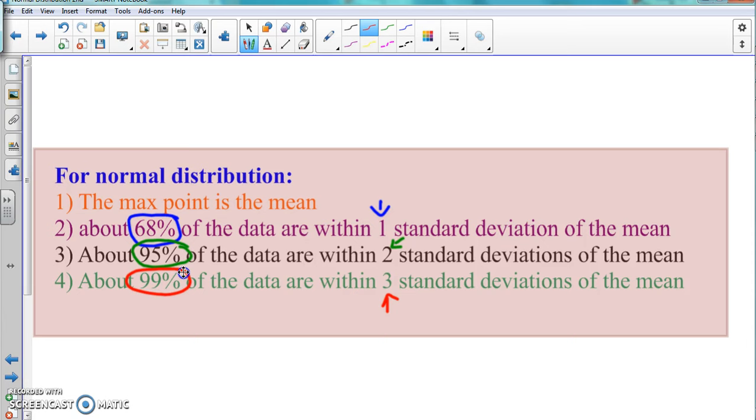So with this, whenever they say 1 standard deviation, you have to know 68%. Whenever they say 2 standard deviations, you have to know 95%. If they say 3 standard deviations, you have to know 99%. So for each one of those, you have to know those percents and the number they match up with. 1, 68; 2, 95; 3, 99. You're going to have to remember those. But once you get those, it's going to be very quick and easy.